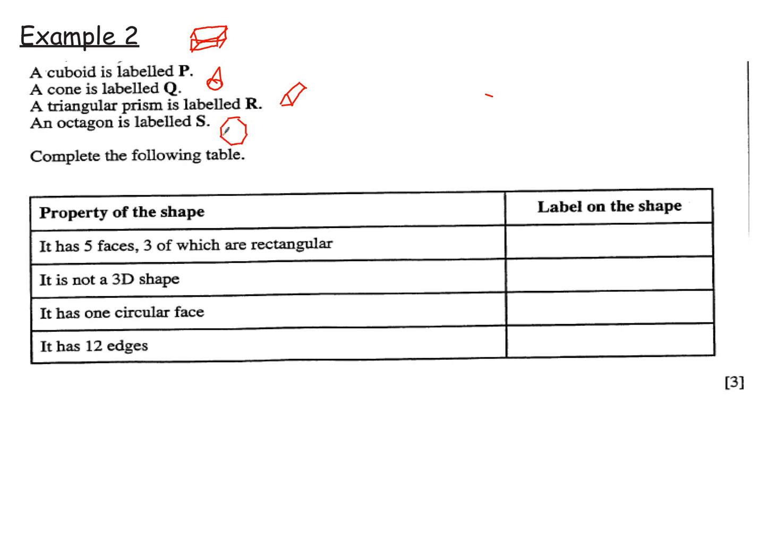Okay, so property of the shape. It has 5 faces, 3 of which are rectangular. What's the label on that shape? Well, which of these have got 5 faces? Well, that would be a triangular prism's got 5 faces, 3 of which are rectangular. Yes, so I'd put an R there. It's not a 3D shape. Well, an octagon is a 2D shape, so that would be S. It has 1 circular face, that would be a cone, so that would be Q. And then it has 12 edges, where we know that a cuboid does have 12 edges, so that is my little check to make sure that I've done that correctly. So can you please write this into your big books, please?